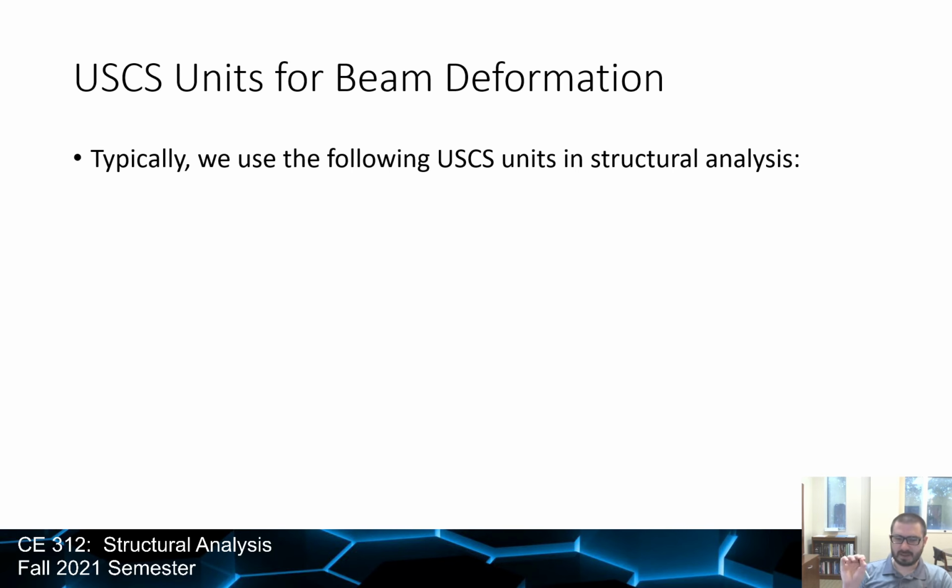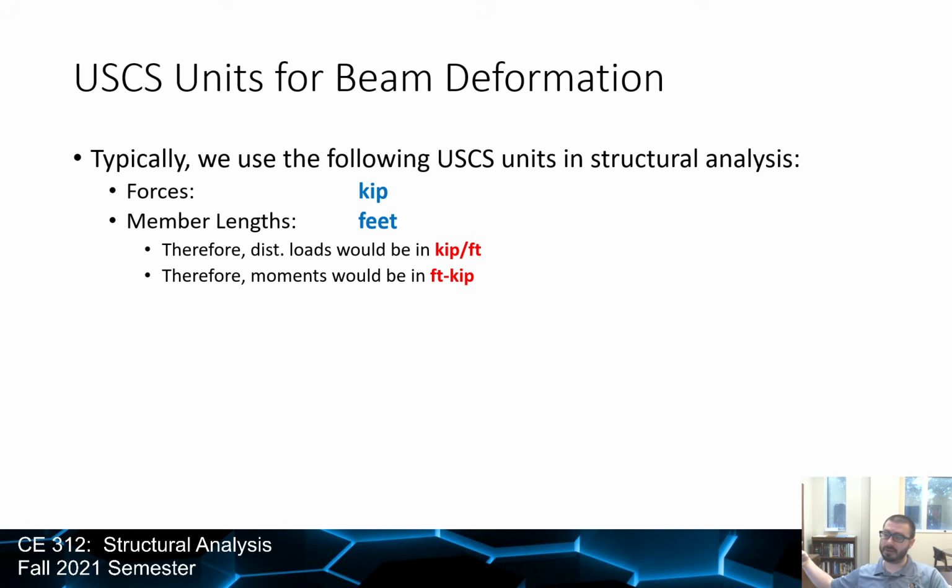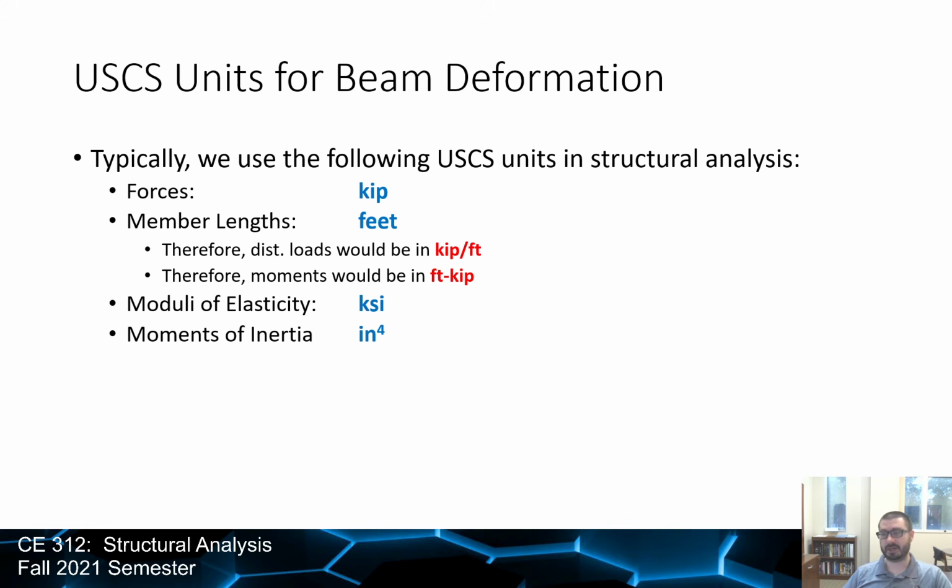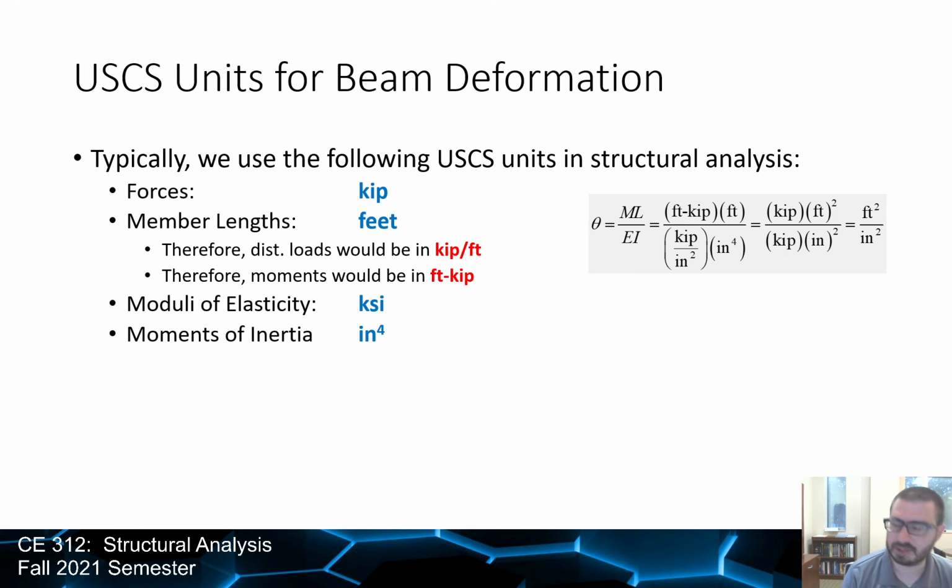So let's talk about the units that we typically use in USCS in structural analysis. We typically refer to our forces in kips, and we tend to refer to our member lengths in feet. That leads to distributed loads or triangular loads being referenced in kips per foot, and moments being in foot kips, but it all comes from kips and feet. But for the moduli of elasticity, we tend to use KSI, and for moments of inertia, we tend to use inches to the fourth.